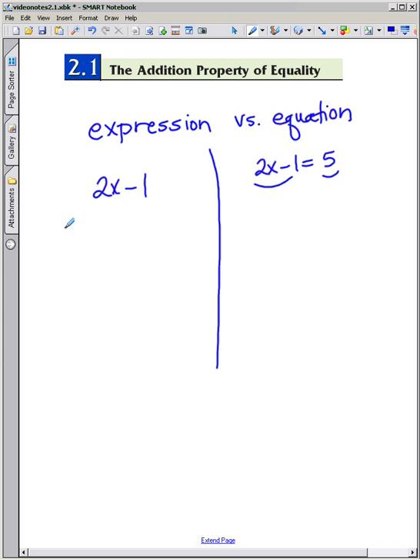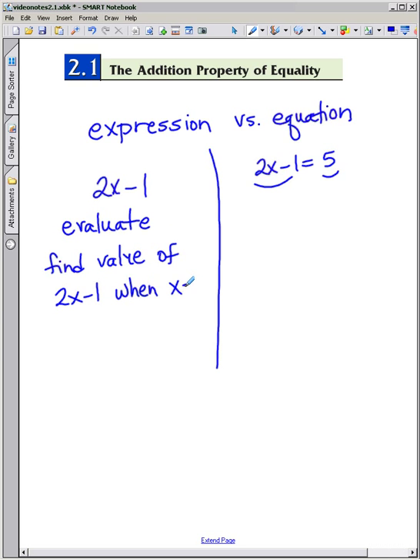For expressions, we can evaluate expressions, and you did this. For instance, if I wanted to find the value of 2x minus 1 when x is 3, then I can substitute the 3 in place of the x to get 2 times 3 minus 1, and then use order of operations, which would be 6 minus 1, or 5. So when I evaluate an algebraic expression, I will get a numerical value.